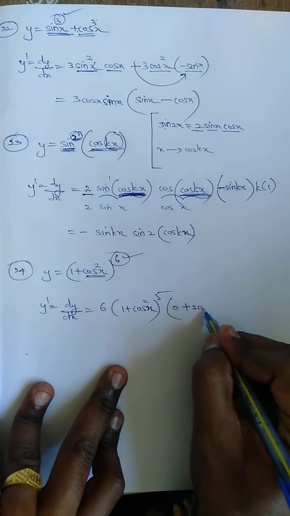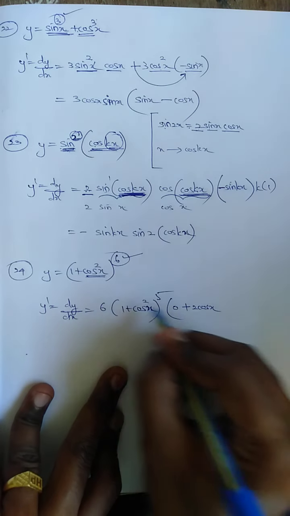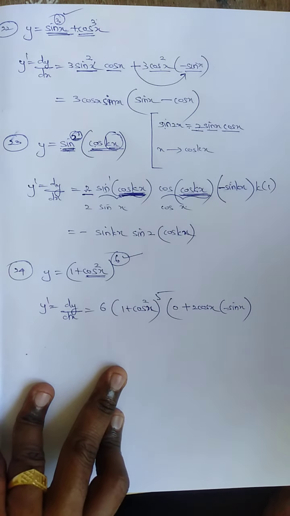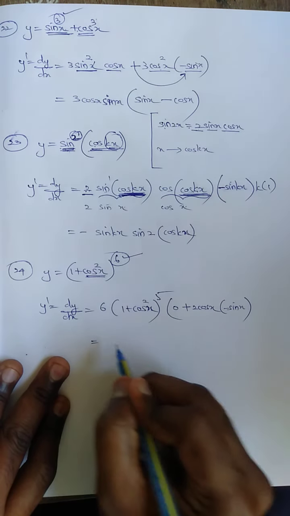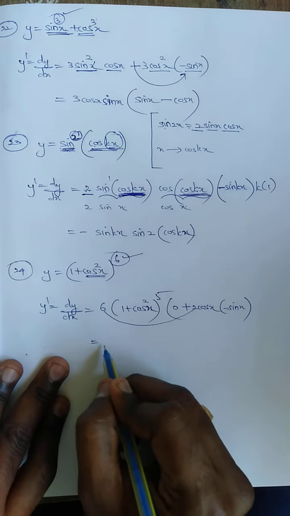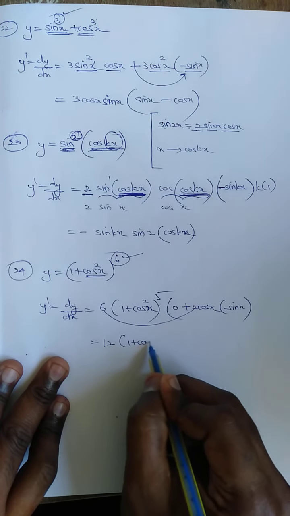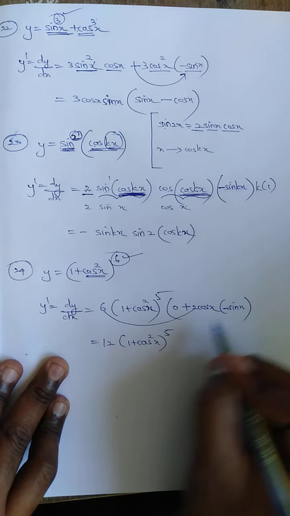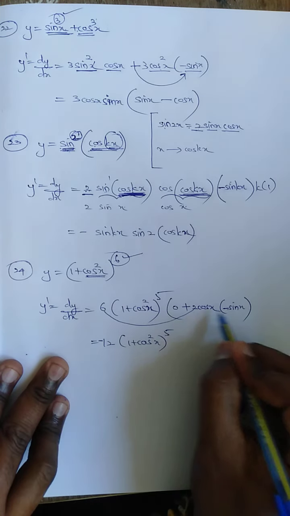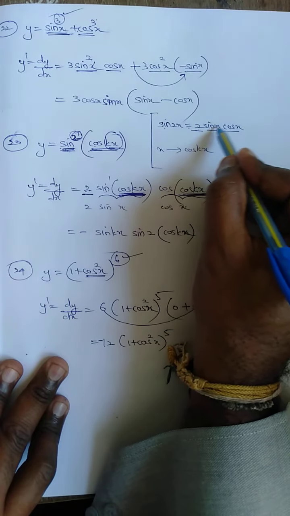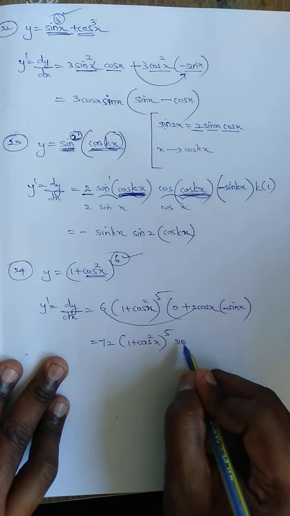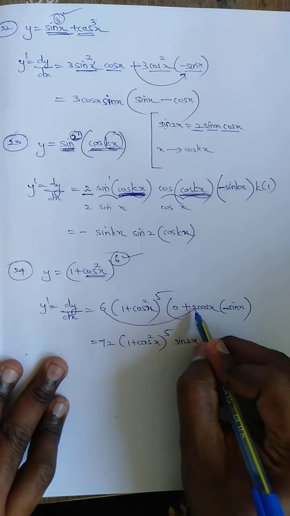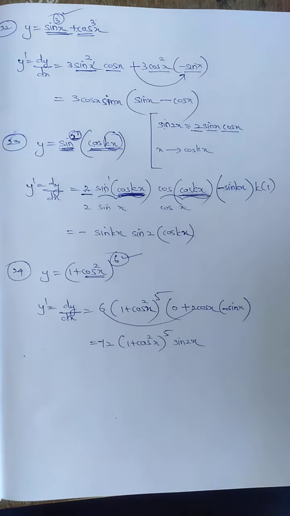Bring down the power, reduce the power: 2 cos x. Cos x differentiate is minus sin x. So here 6 2's are 12: 12 into 1 plus cos square x to the power 5. Minus present, put minus here. 2 sin x cos x is nothing but sin 2x. That's all. Minus I put outside here. 2 sin x cos x is nothing but sin 2x. The sum is over.